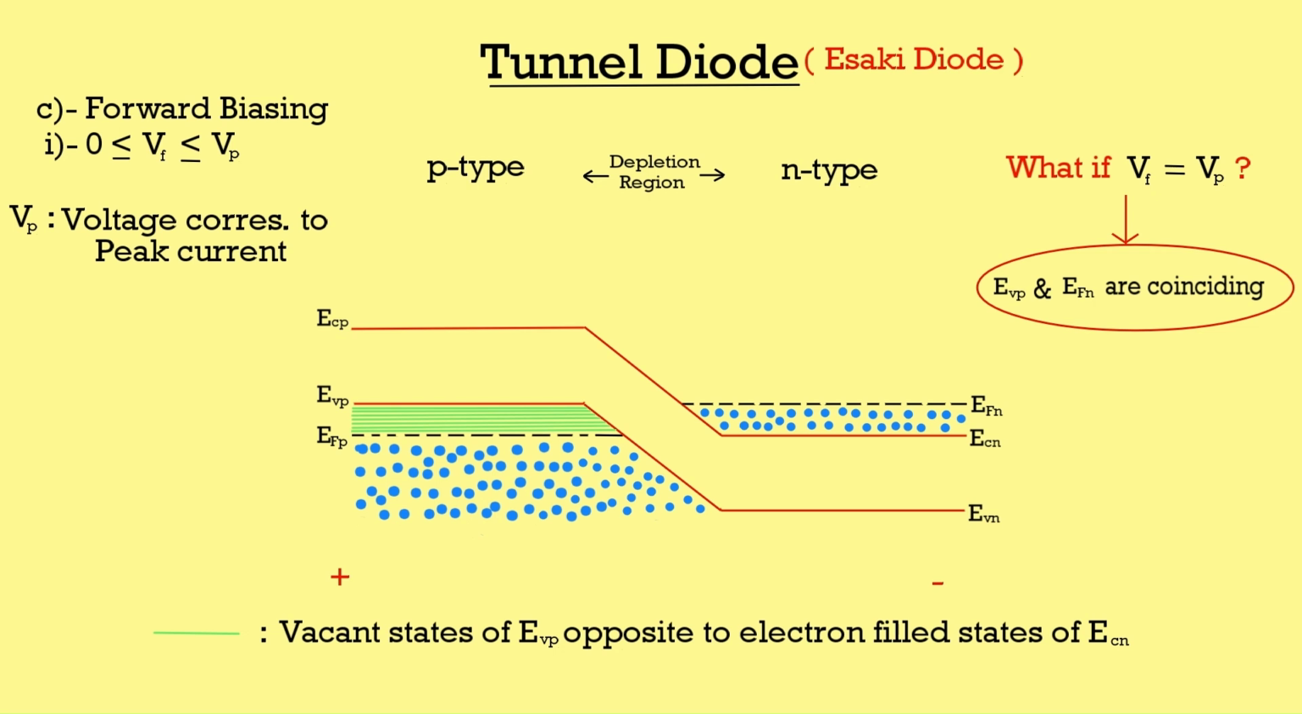In this case, maximum number of free electrons in the conduction band of the n-type region are opposite to vacant states in the valence band of p-type region. That's why the current in this particular condition will be the maximum. If the forward bias voltage is increased even a little, then the resulting current will decrease.